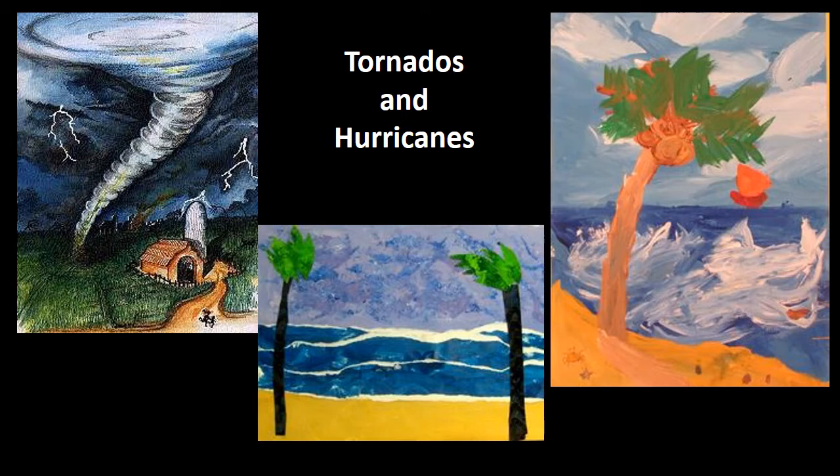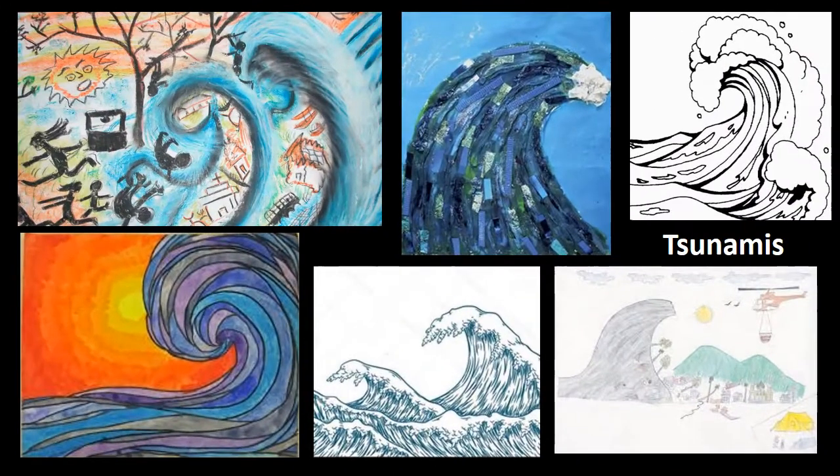Here's a slide on tornadoes and hurricanes. I can feel the wind because the trees are bending, and I can feel the movement of the waves because they're white on top, so it feels like they're crashing. Look at the tornado. You can definitely feel the movement of that tornado coming through. Here are tsunamis. Waves definitely show movement, and you can feel them about to crash.